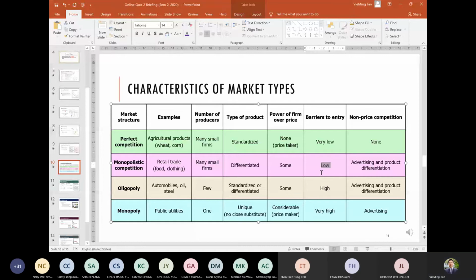Because the product can be differentiated, the products can compete with each other through advertisement.